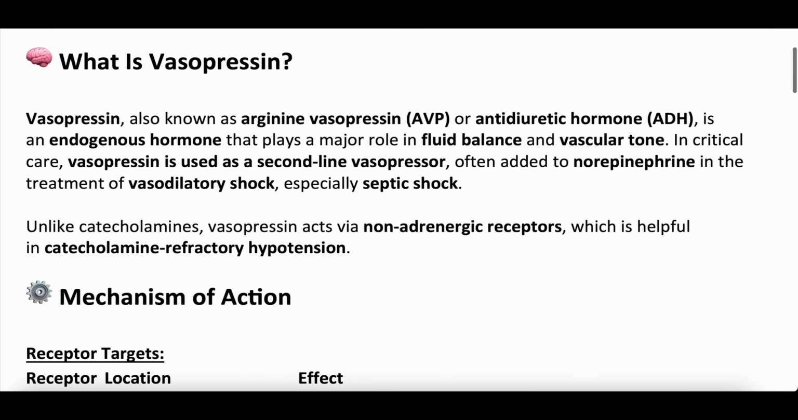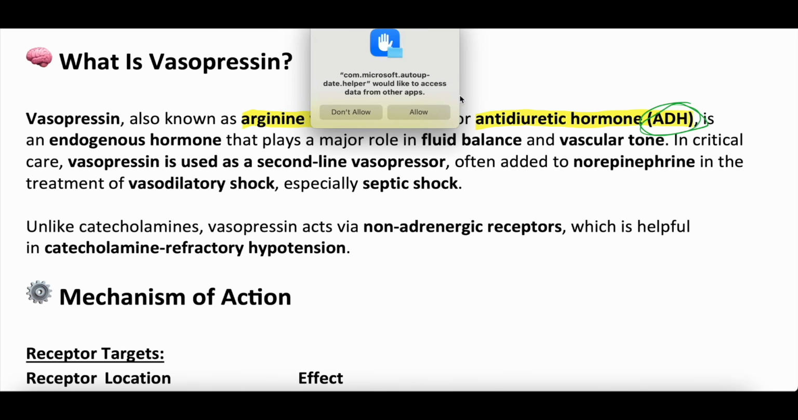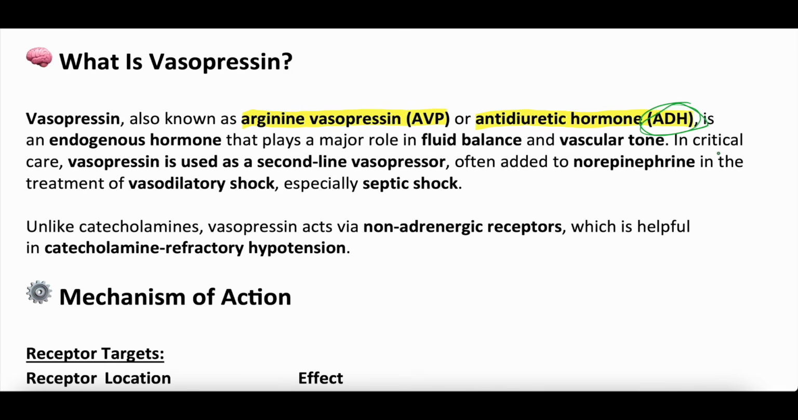What is vasopressin? Well, vasopressin is also known by two other names. Some of these may be more familiar, some may be less familiar. The first is arginine vasopressin, or AVP, and the second is antidiuretic hormone, or ADH. We'd assume more people would be familiar with ADH as part of many of the pathways we learn about in clinical training.